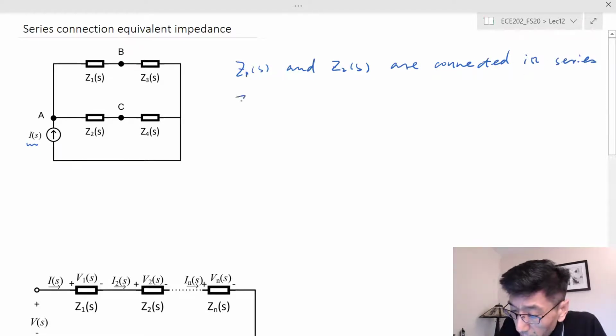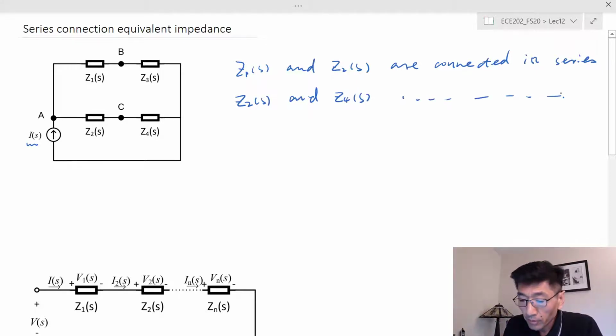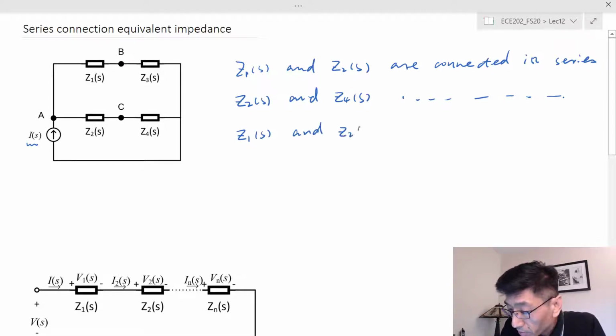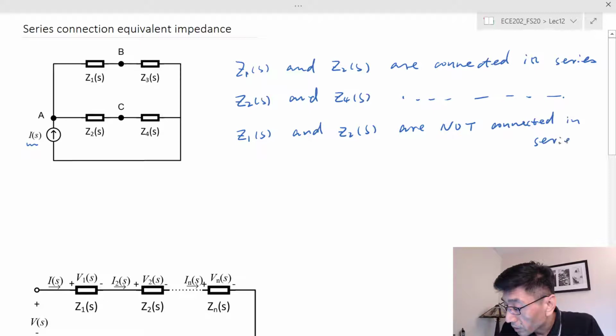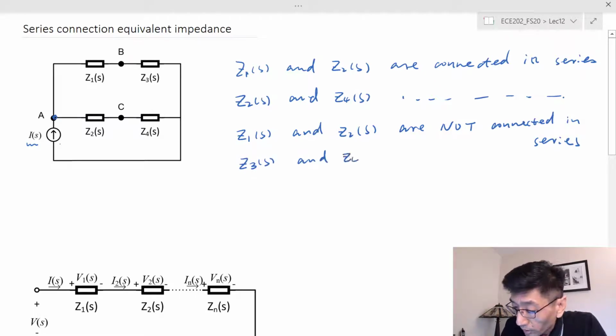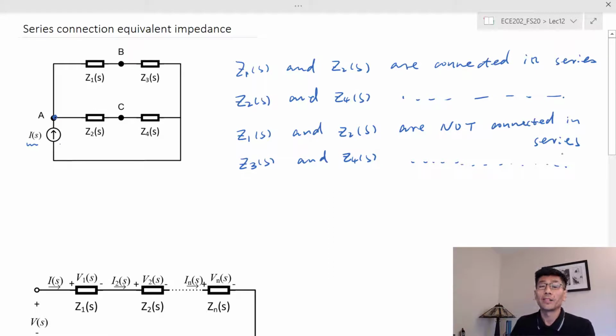Similarly, Z sub 2 S and Z sub 4 S are connected in series as well. But Z sub 1 and Z sub 2 S are not connected in series, because they share the same node A, but there's a third element, the current source, also sharing it. So they are not connected in series. Similarly, Z sub 3 and Z sub 4 are not connected in series either. I hope everybody can tell whether the elements are connected in series or not.